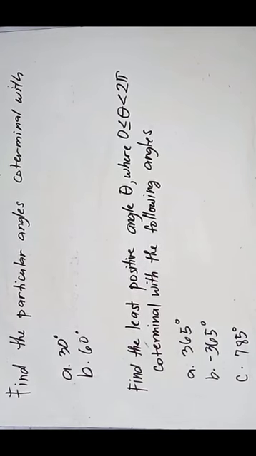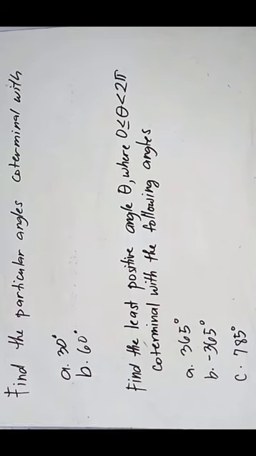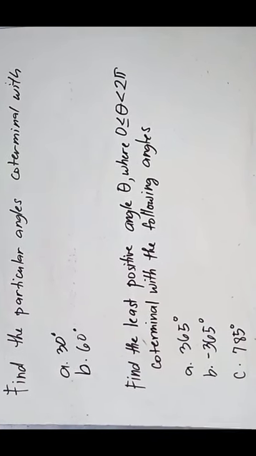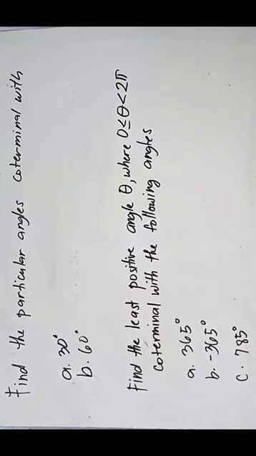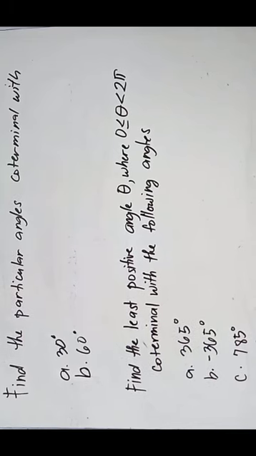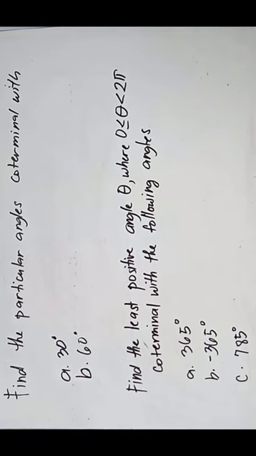Now it's your turn to do the exercises given. Find the particular angles coterminal with 30 degrees and 60 degrees. And then find the least positive angle theta, where theta is greater than or equal to 0 but less than 2 pi, which is coterminal with the following angles: 365 degrees, negative 365 degrees, and 785 degrees.